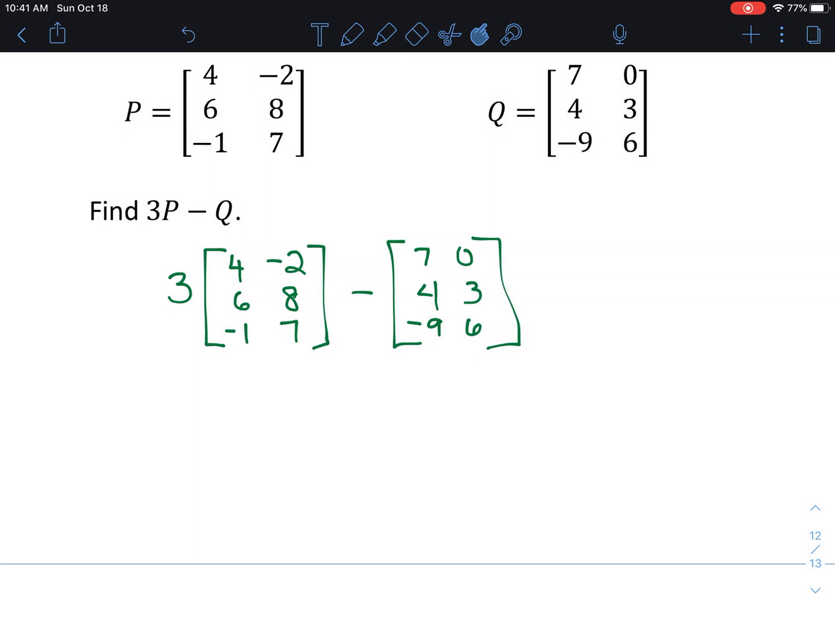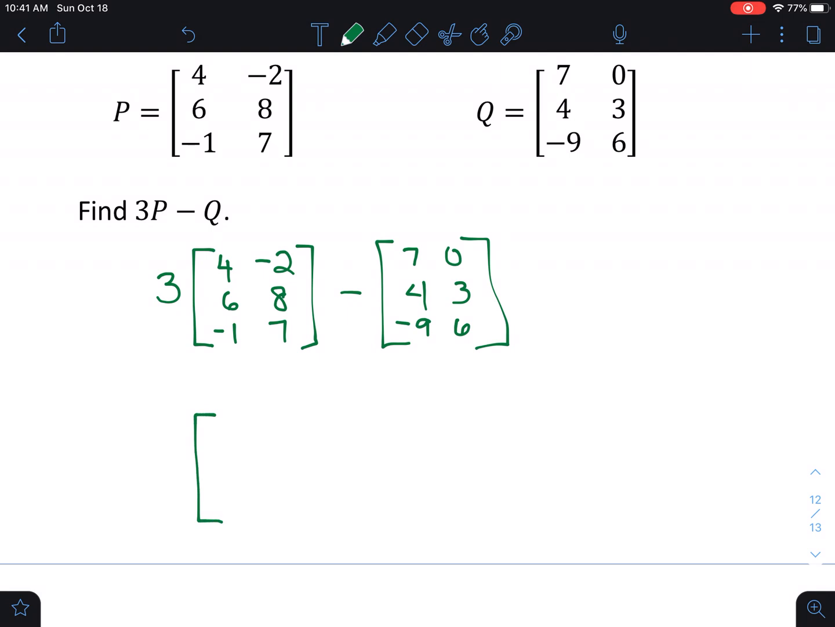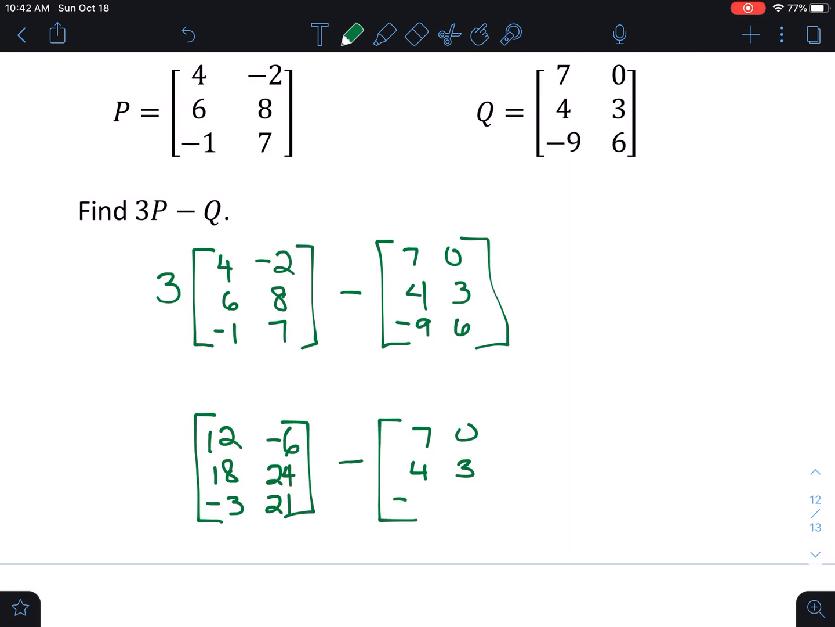Okay, so when you do scalar multiplication, all you're going to do in this first one is just take 3 times everything in that P matrix. So this is going to become 12. So again, 3 times 4, and then 3 times negative 2, so negative 6. Then 18, 24, negative 3, 21. And then we're going to subtract 7, 0, 4, 3, negative 9, 6. And this will give us our answer matrix. Again, it will be the same dimensions.